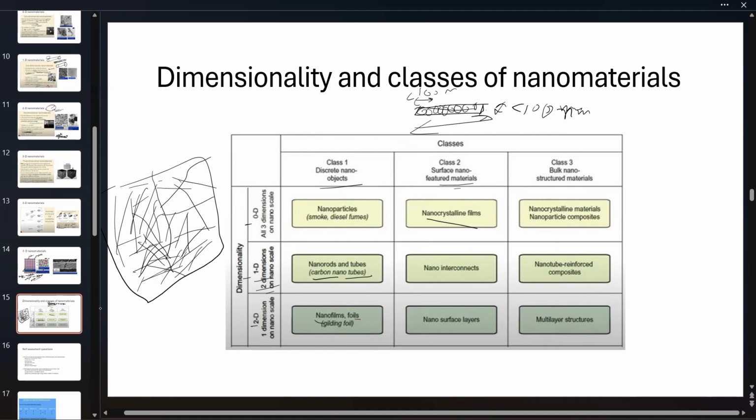Finally, thin film with 2D nanomaterial is just a film, nanosurface layers. They satisfy all these conditions. In class 3, you have bulk nanomaterial using 0D nanoparticles. So these are like examples we told before. Nanocrystalline materials or nanoparticle composites.